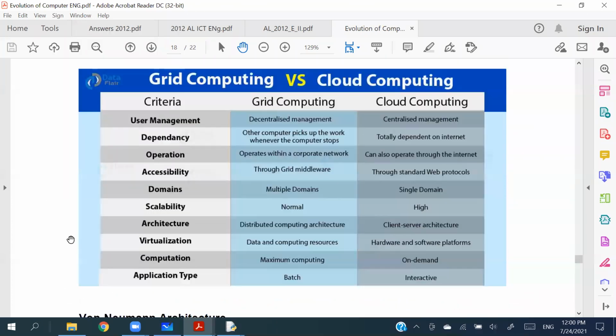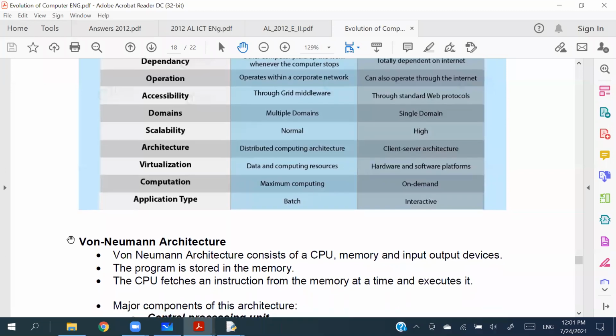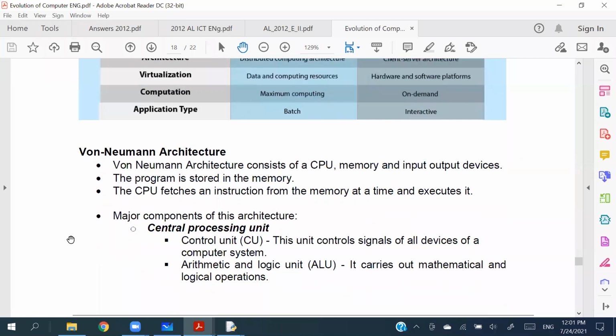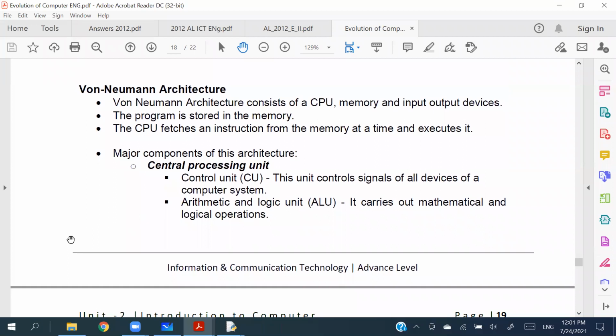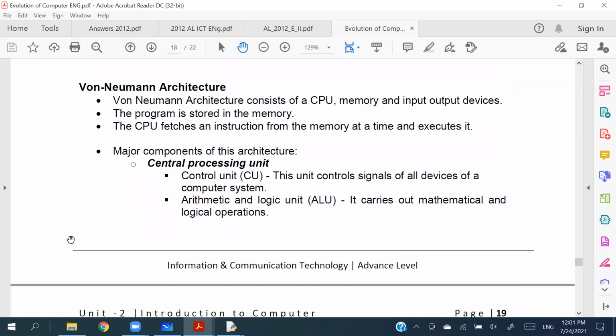Here I have given some comparison regarding grid computing and cloud computing, which is something additional, right? So you don't need to bother very much about this. Just read it through and it will be enough. Later we are going to talk about the von Neumann architecture. Now this is something important. This illustrates how the CPU and the other components of the computer play their role, right?